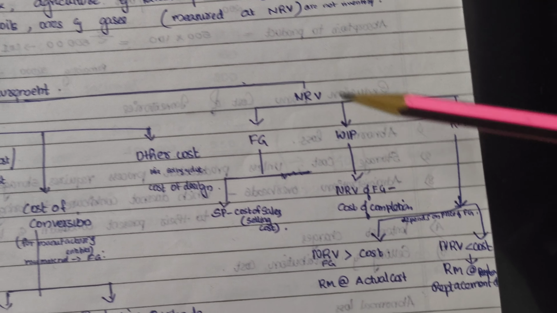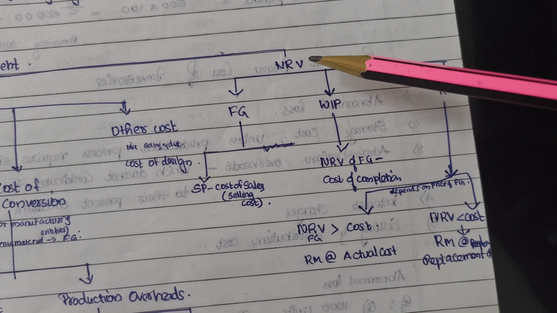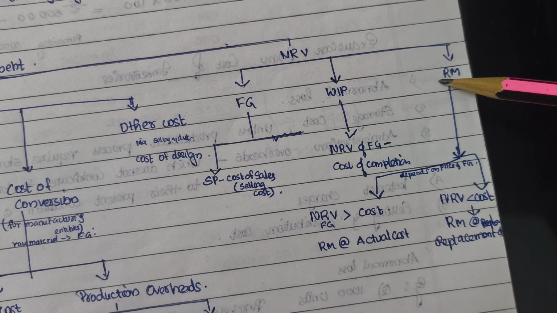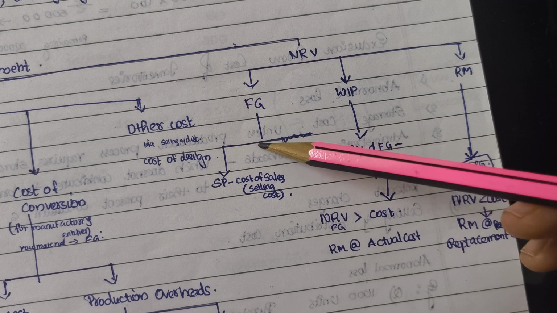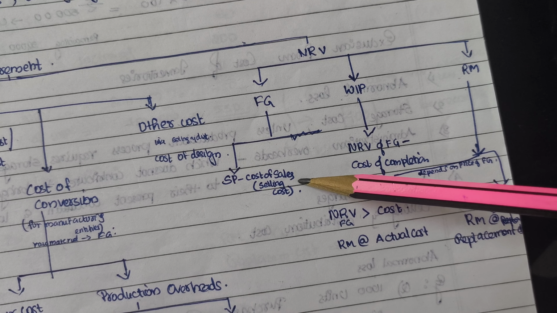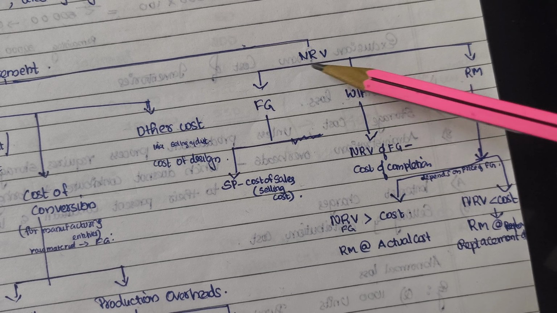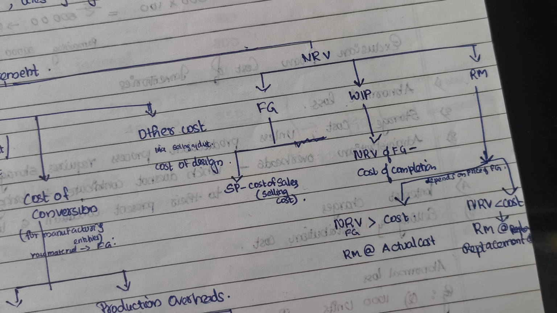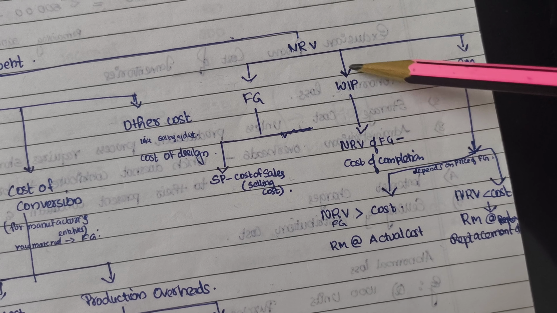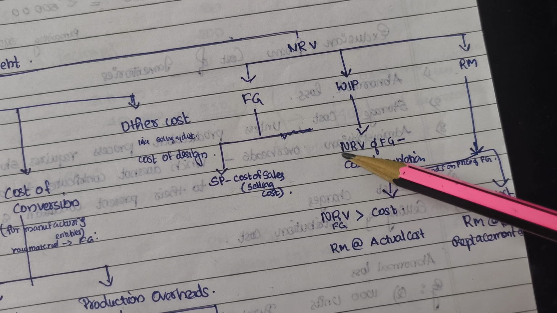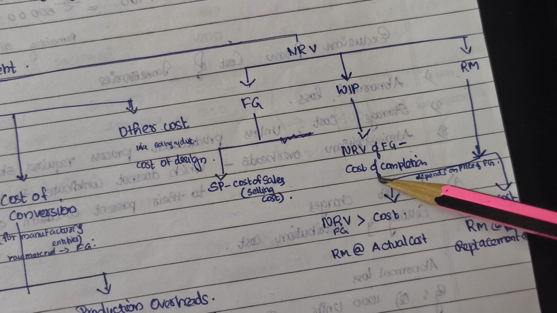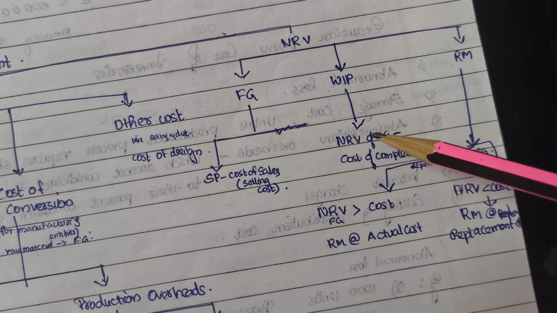Now let's see what is NRV, net realizable value. How to find the NRV of finished goods, work in process and raw materials. So NRV of finished goods, how can we find? Selling price minus cost of sale gives the NRV of finished goods. So the formula we have to learn by heart: selling price minus cost of sale. Now NRV of work in process. NRV of work in process is NRV of finished goods minus cost of completion, the amount yet to be incurred to complete it.